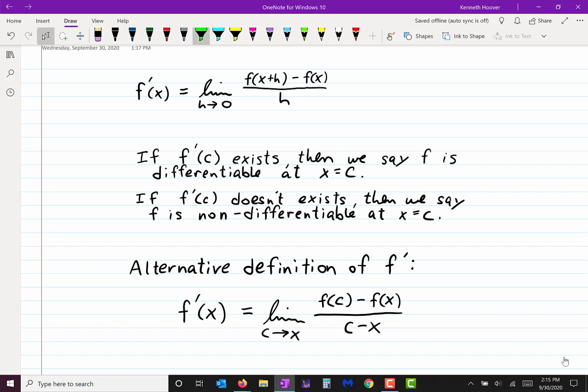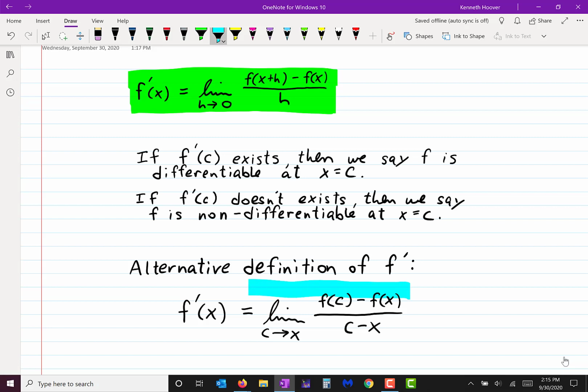So you have the original definition, and now you have an alternative definition. In case it should happen to be more useful to you, you can use this definition for f prime.